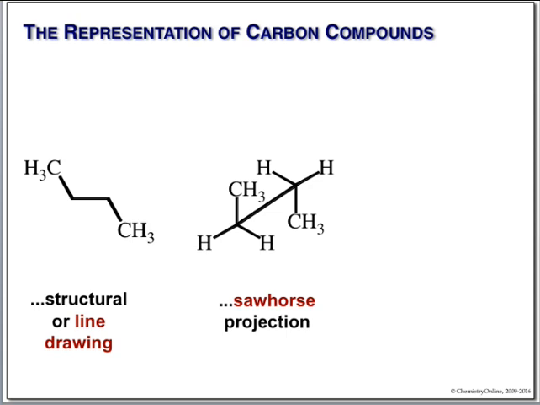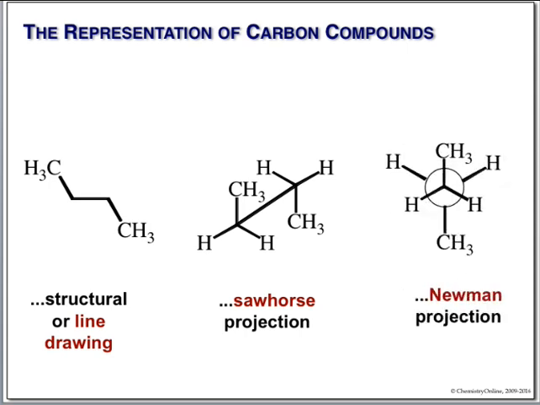Finally, there's another thing you can do with a sawhorse, and that is to turn it all the way so that you're looking straight down this angle here. This is our front carbon, that's our back. This is called a Newman projection. This is our front carbon here, right there. Just to make sure we know who's in back, we take the back carbon and we make it a big circle, so we know that's in back.